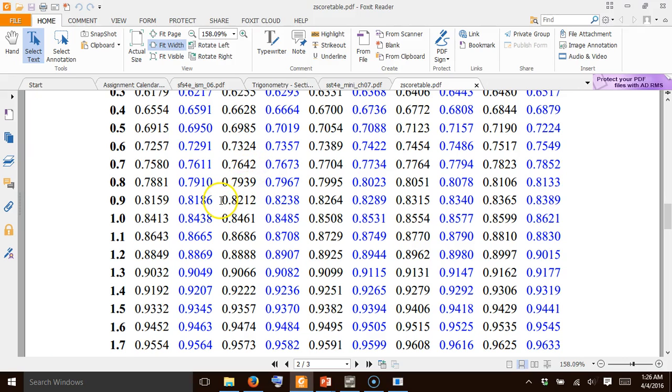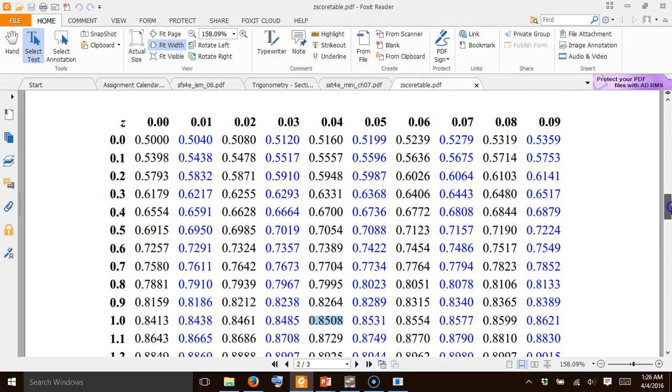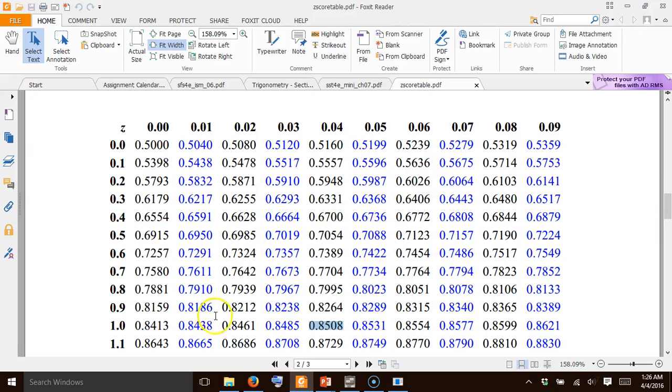So let's look for 0.85. This is the closest one right here that we are going to get to 0.85, and that corresponds to our Z value of 1.0 and then 0.04. You can see that is 0.04 right there. Okay, now let's go back to our slide here.